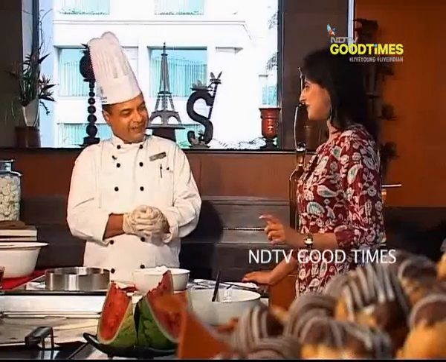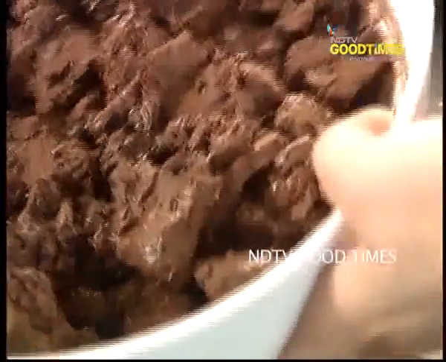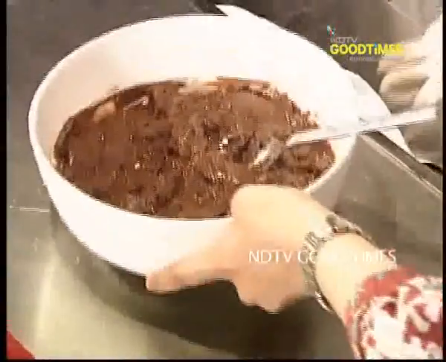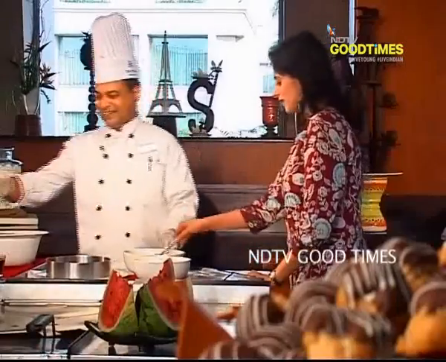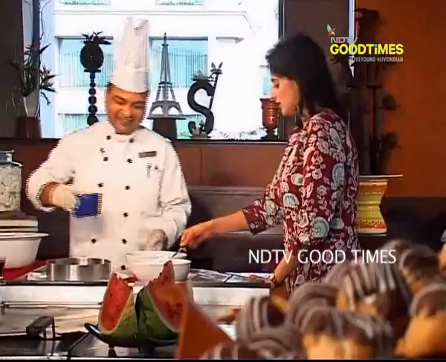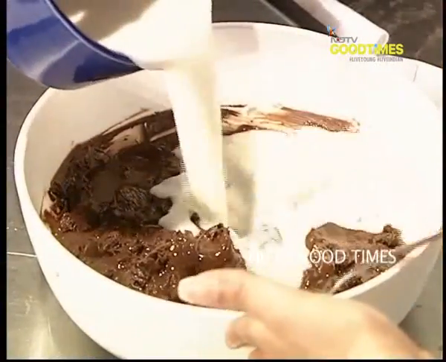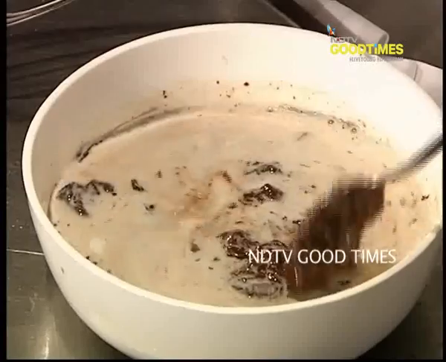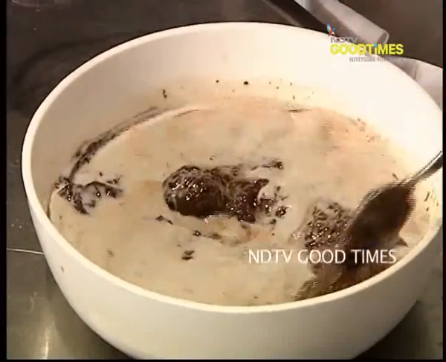So how do we make truffle? Chocolate and cream. It's so delightful, just the sound of it. This is chocolate and that is cream. It is already boiled. Chef, how much cream and how much chocolate goes into this? Suppose 400 gram chocolate and 200 gram cream. So as much chocolate as you have, half the amount of cream is required.